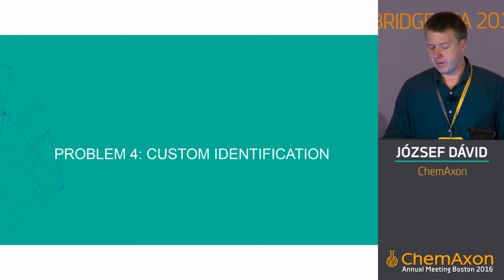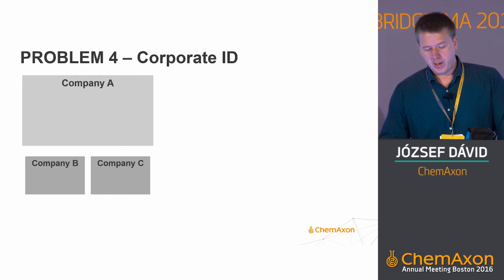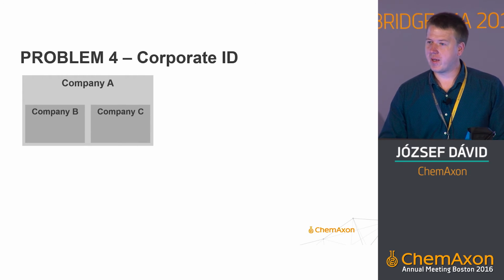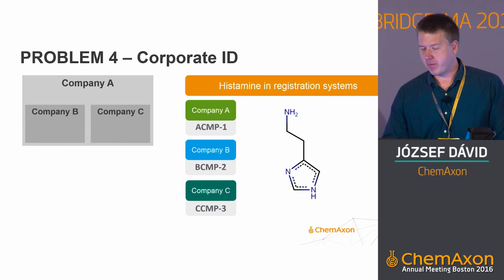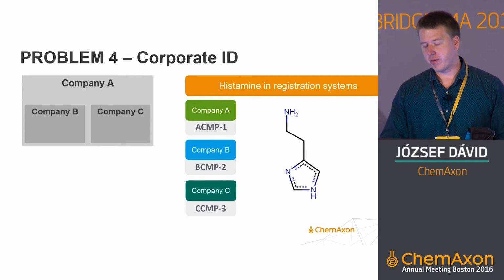Another problem is custom identifiers, if you have corporate IDs. For instance, in this case, that's a real-world example as well, without real names. Company A acquires company B and C, just as we heard yesterday with the IDPS who acquired the Treeman and Duck company long ago. So in this case, company B and C and company A all have their own registration systems in place, which are working, and they have the same structure registered under different IDs.